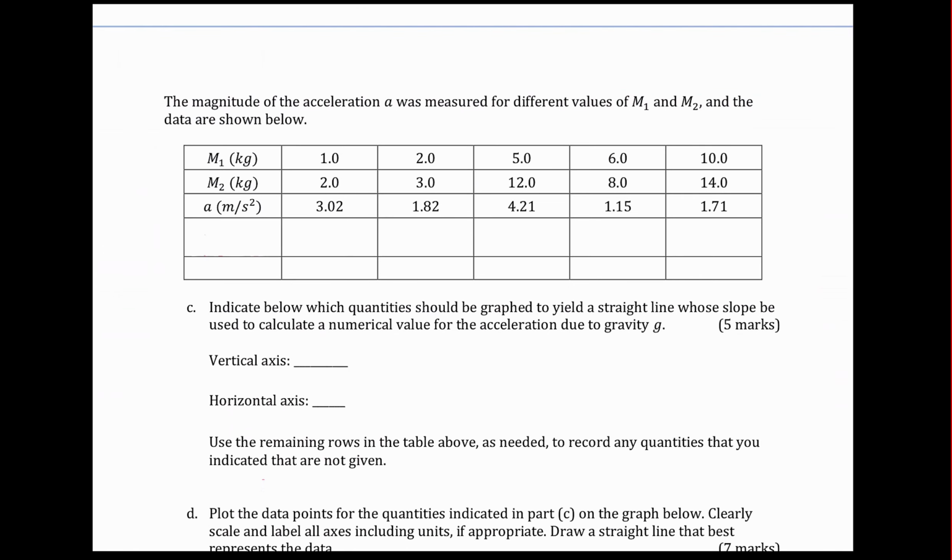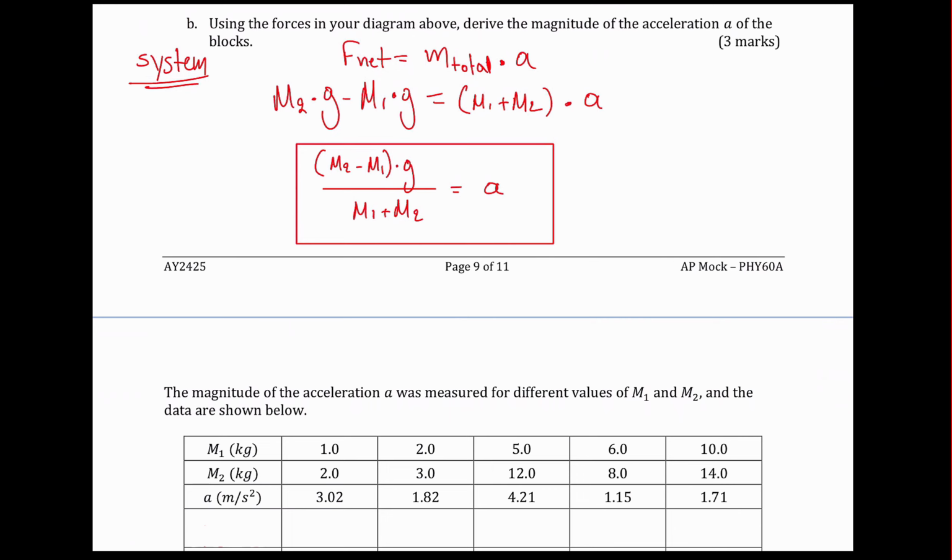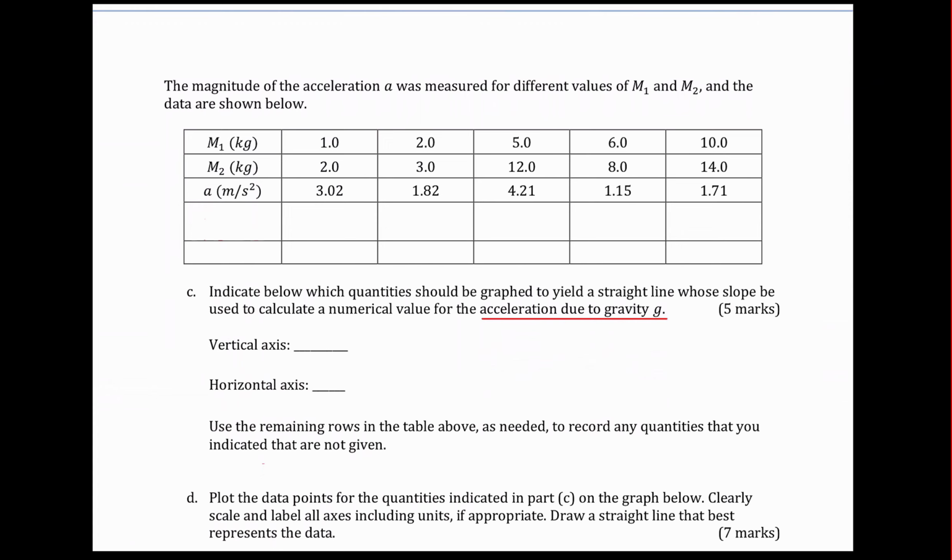And he wants us to indicate which quantities should be graphed in order to have a graph that the slope will be used in order to find the value of the acceleration of gravity. Well, the answer is we don't know, but we have a look at what we have on the previous question. And on the previous question, we have something that connects the acceleration of our experiment with the masses that we used and the gravity. So we write down our previous conclusion that (m2 minus m1) divided by (m1 plus m2) multiplied by the g is equal to the acceleration.